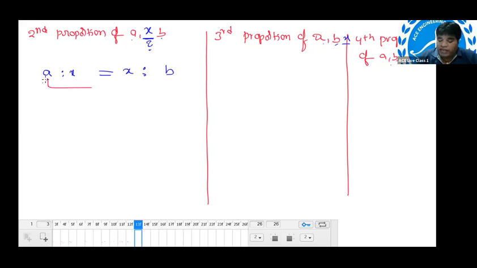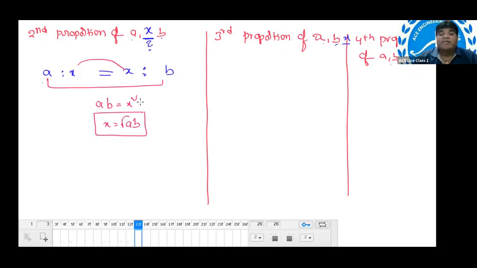So product of the extremes is equal to product of the means. AX is equal to, AB is equal to X square. So X is equal to root AB. Here we are using the geometric mean. Mean of A and B means root AB. This is the proof.